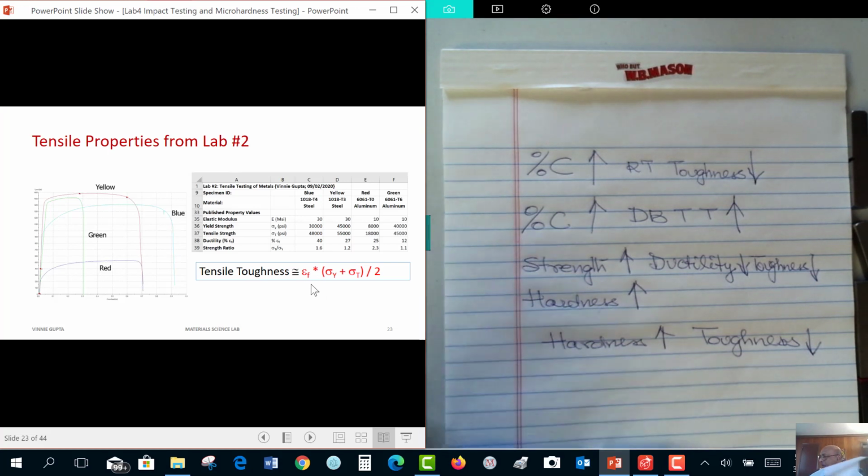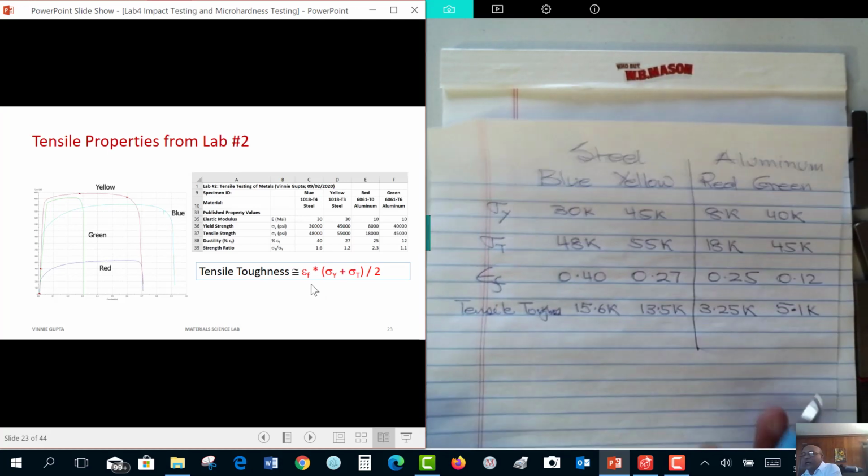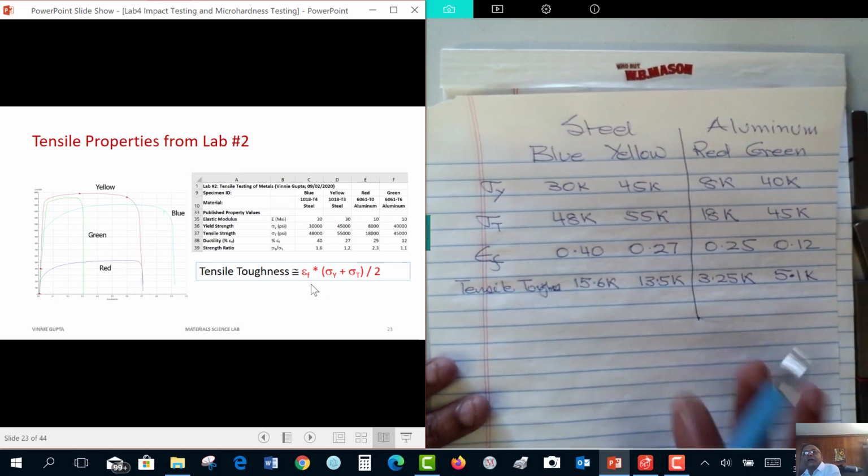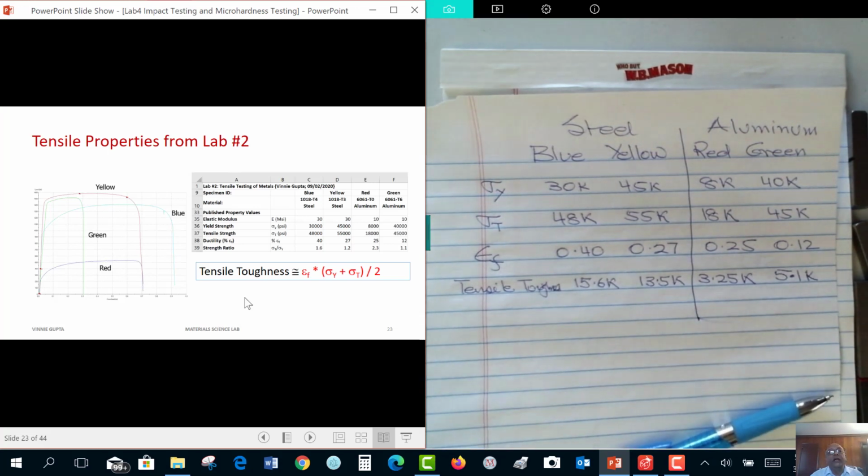So here are the results. I was just jotting down to calculate them. I've just copied them. So you can see I have blue and yellow steel. This is skin rolled. This is quarter hard. So we have strengthened it as we go from left to right.